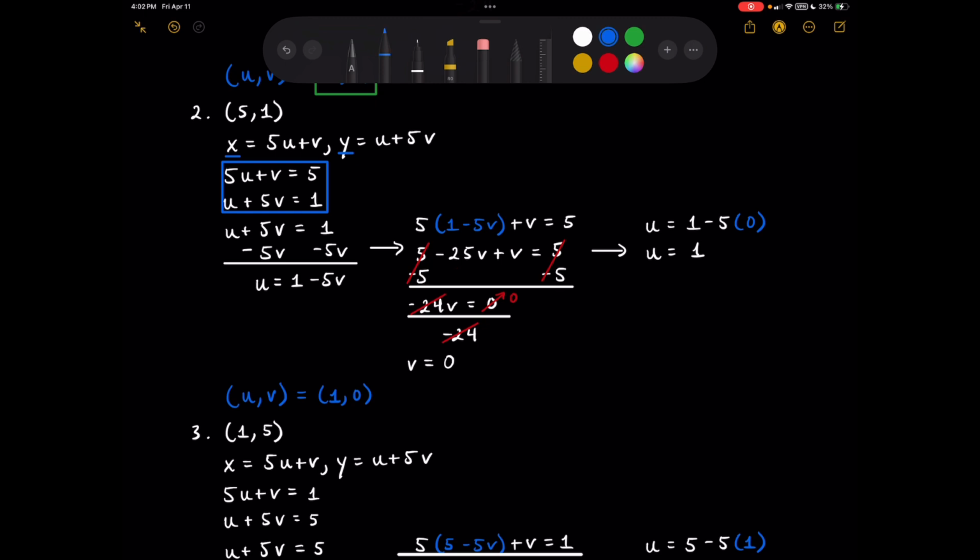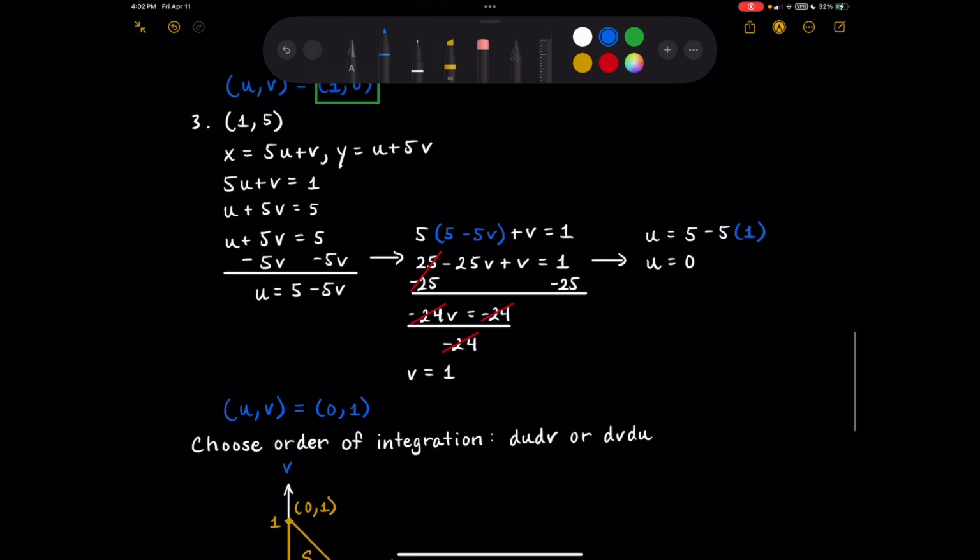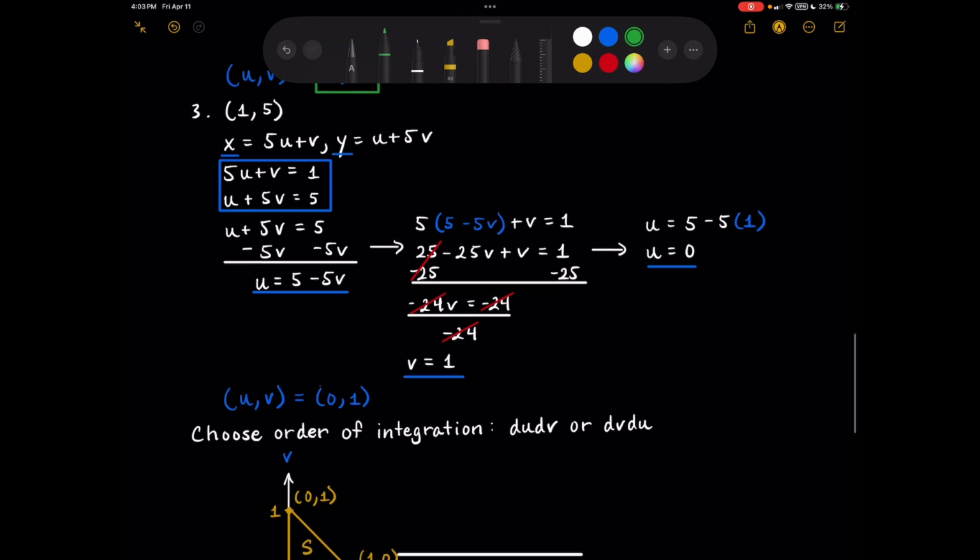But once you go through this little substitution, I got u equals 1 minus 5v, plug that in, you get v equals 0, plug that back into u equals 1 minus 5v, you get u equals 1, and we get our second mapping, which is (1, 0). So we'll put a box around that. And then our final vertex here is (1, 5). Same thing, right? x equals 1, y equals 5, system of two equations, 2 unknowns, right? u equals 5 minus 5v, v equals 1, u equals 0, right? And then we have our third point, (0, 1).